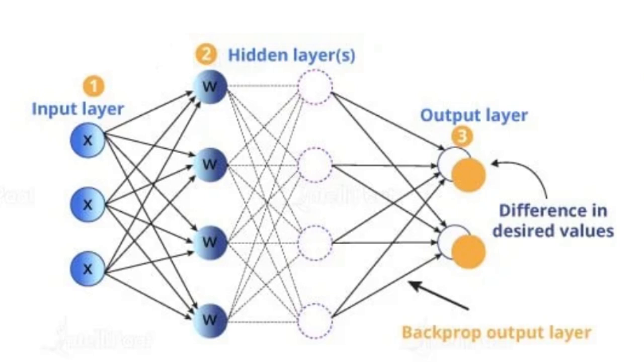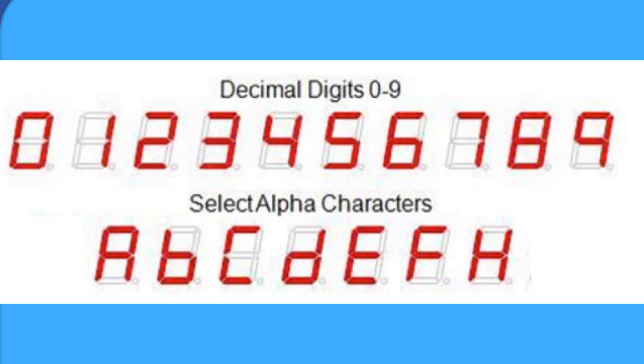We're gonna do a 7-segment display, how to recognize a 7-segment display, and our program should identify numbers as well as alphabets. We're gonna generate trainings as well, because we have to train our program.